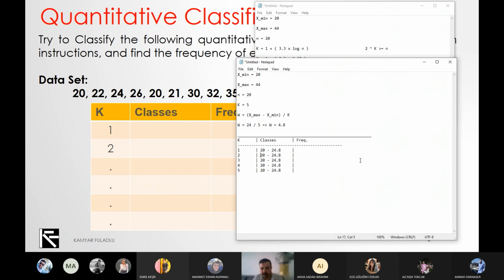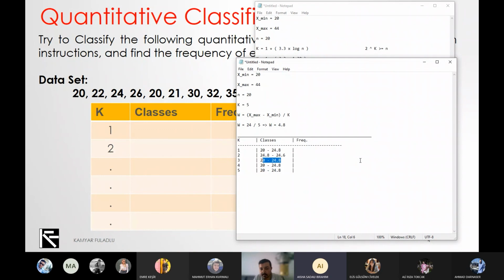Now, what is the next number? The next number still is 24.8. Add 4.8 more to it. So what was it? 24.8 plus 4.8. We have 2.8 over there, which... sorry.